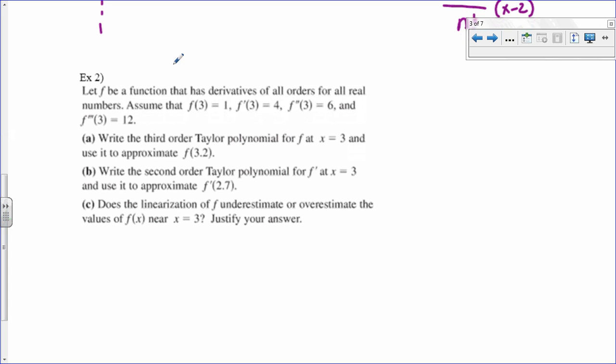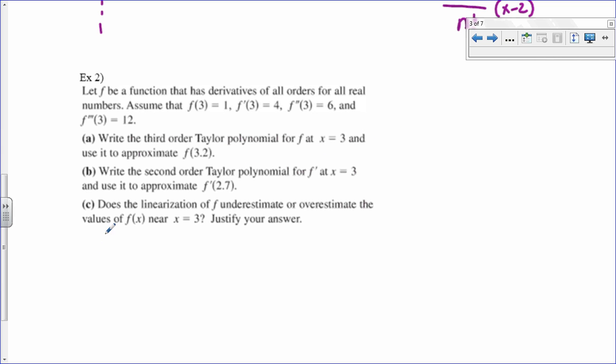So now if we move down here to example 2, instead of giving you a function, I just tell you about the function. So let f be a function that has derivatives of all orders for all real numbers. Assume that f of 3 is 1, f prime of 3 is 4. Oh, so this time what they're giving us is the function value, its derivative, second derivative, and third derivative. These will become my numerators. So A, write the third order Taylor polynomial for f at x equals 3 and use it to approximate f of 3.2. Okay, I can do that.